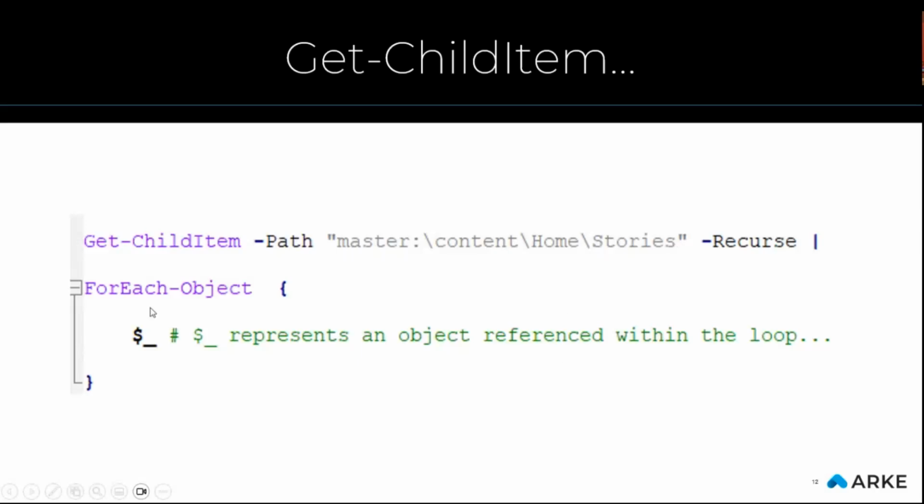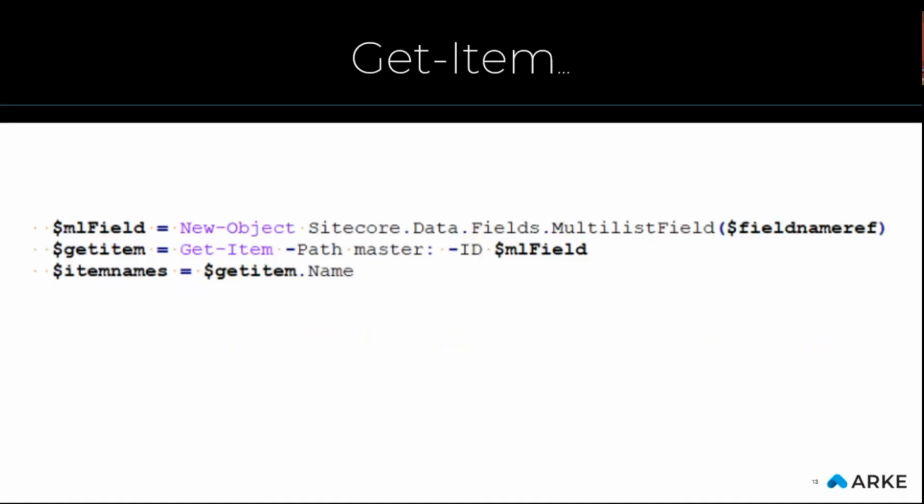Okay? And then I do a ForEach loop, ForEach-Object loop in this case, to perform that processing on each descendant it found. And to reference that item within the ForEach-Object loop, I use the $_. So that's how each item is directly referenced.